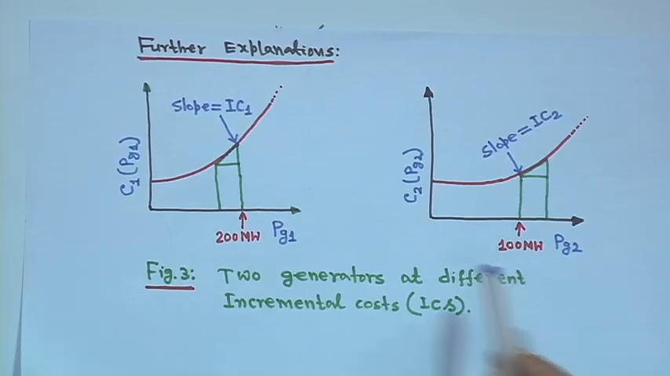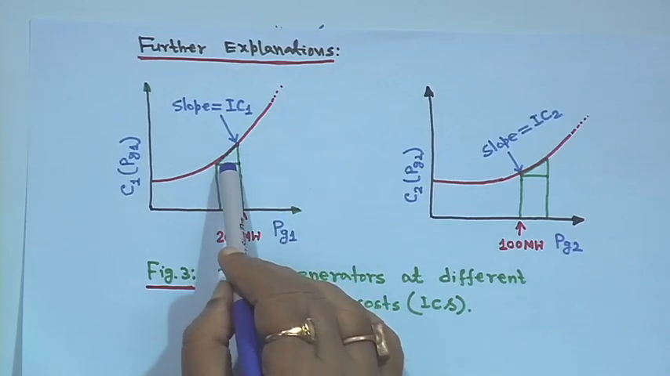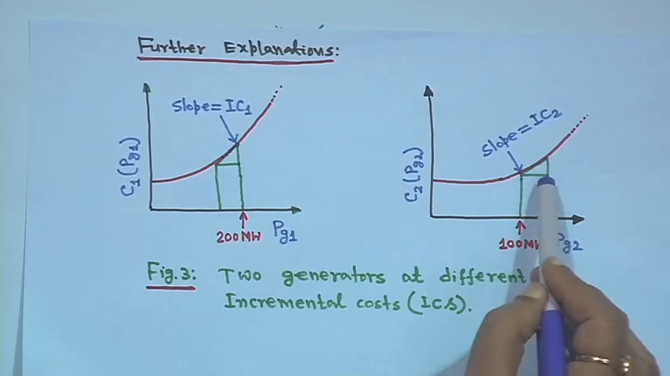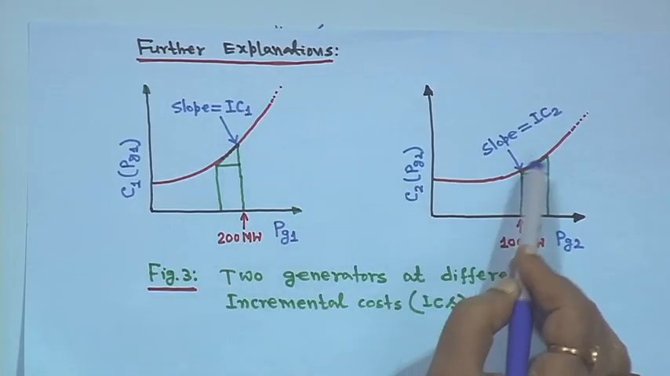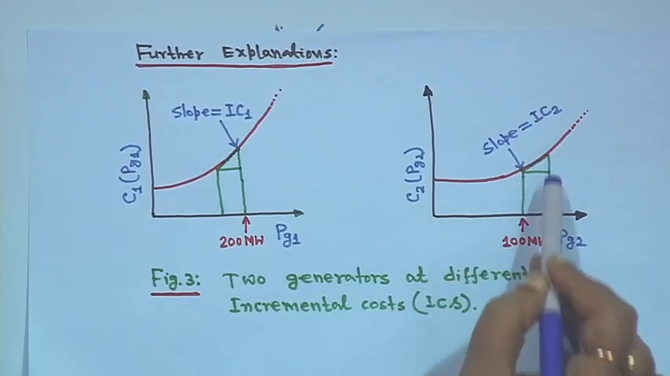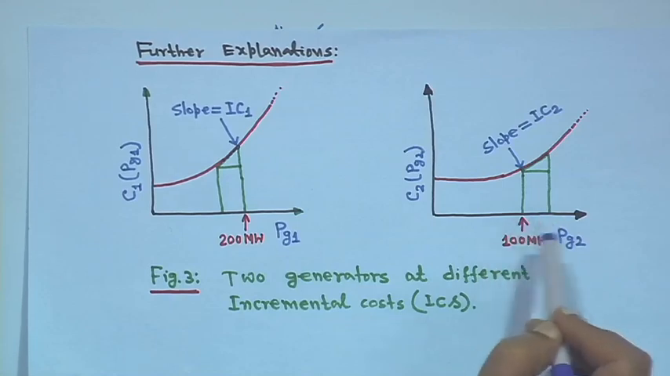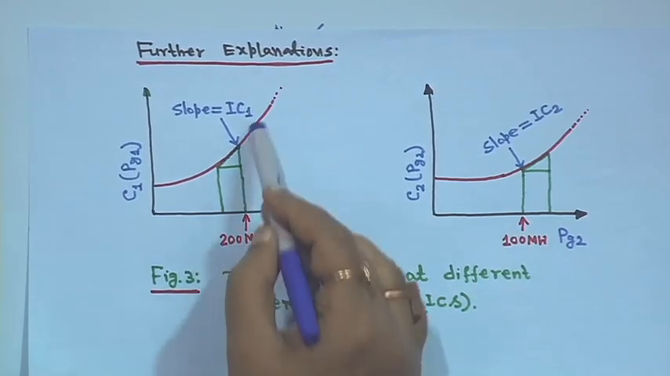So, in that case you will find that your delta changes here and there because some load has changed, right. You will find the slope IC1 and slope IC2 will be different because this cost characteristic is different for a change in the load. If you change the load, generation will change.